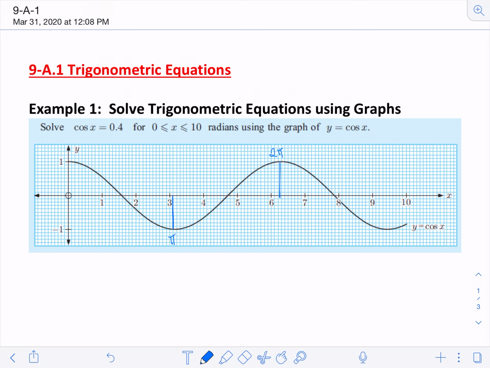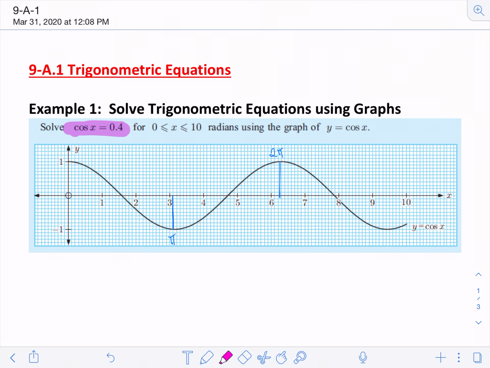So what we want to do is solve this equation. We're looking to see where does cosine of x equal 0.4 between the interval 0 to 10. So obviously we have the interval 0 to 10 right here, so that's fine. And we want to know, where does the cosine equal 0.4? Well, that 0.4 is the y value, right? So what I'm looking for is, where does the cosine of x have a y value of 0.4?